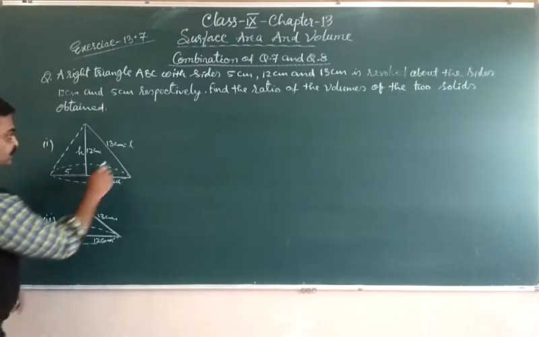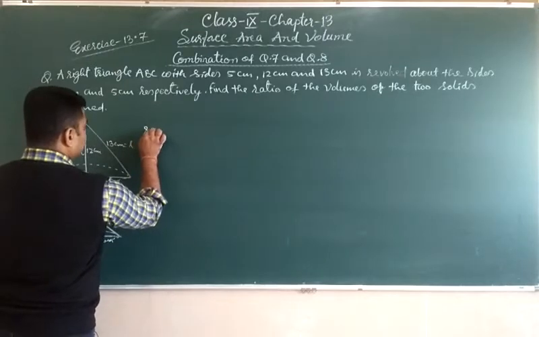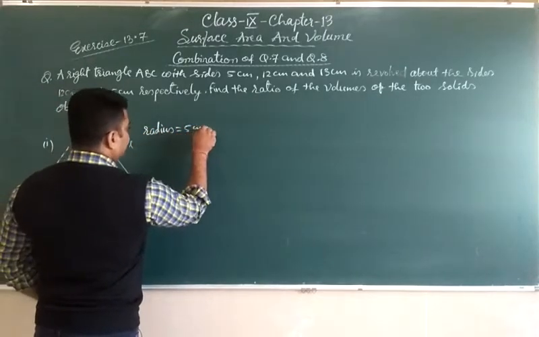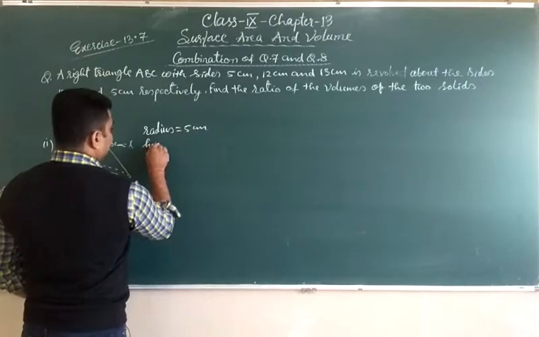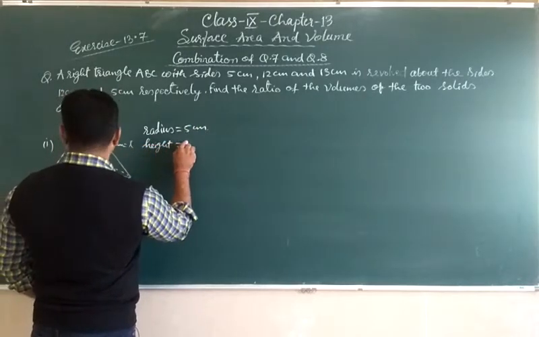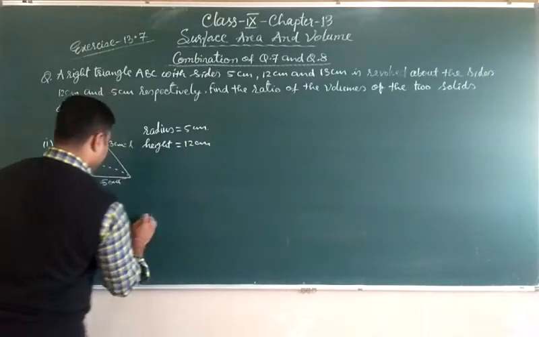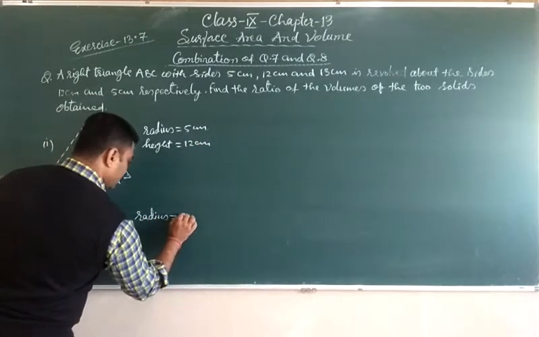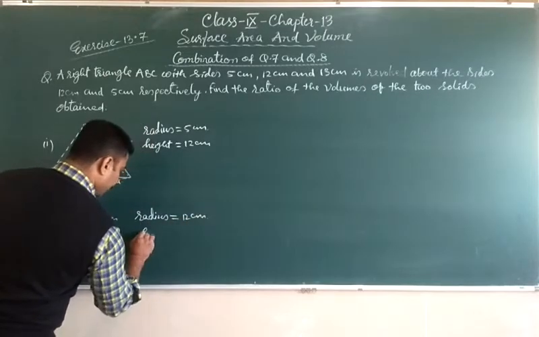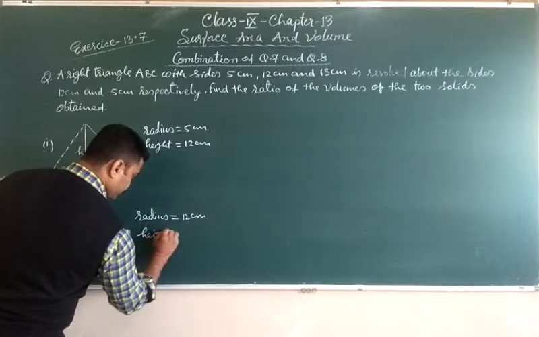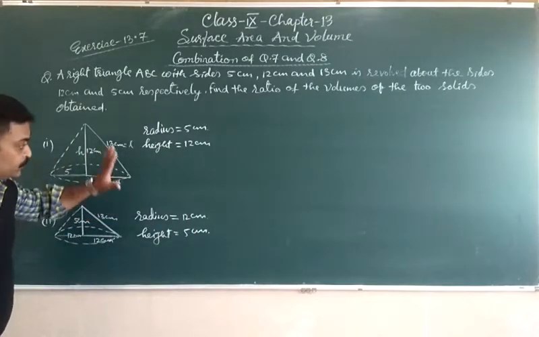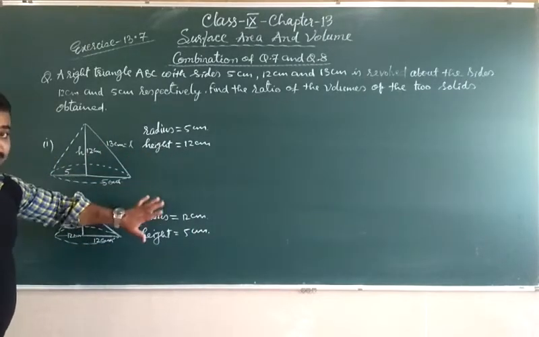In this case here radius is equal to 5 centimeter, height is equal to 12 centimeter, and here radius is equal to 12 centimeter and height is equal to 5 centimeter. Two cases we have. In these two cases we have to find the volume.